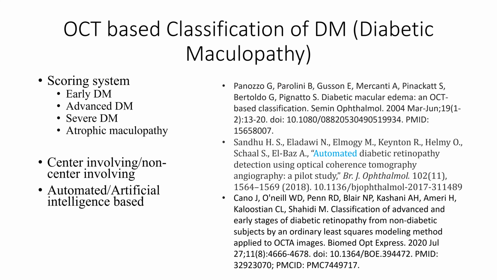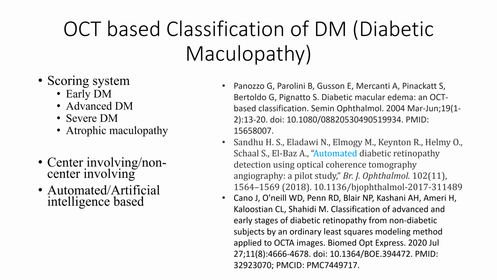The diabetic maculopathy can be classified based on OCT images, and this is not within the scope of this particular talk, but I'll just introduce that usually these classification systems give you a score based on these parameters which I have discussed above, and then you can have a score which has been categorized and stratified into early diabetic maculopathy, advanced, severe, and atrophic maculopathy.